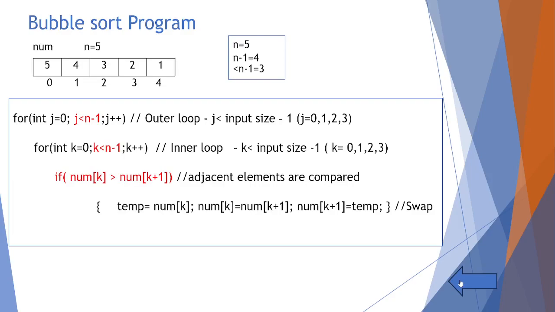So, 2 for loops, 1 if, 3 swap statements. Swap, lesson 34 I have explained. Link is given in the description box. Now, if num of k greater than num of k plus 1, then swap. We'll come to swap part a little later on. But 2 for loops, 1 if, and 3 swap statements, bubble sort program is complete.